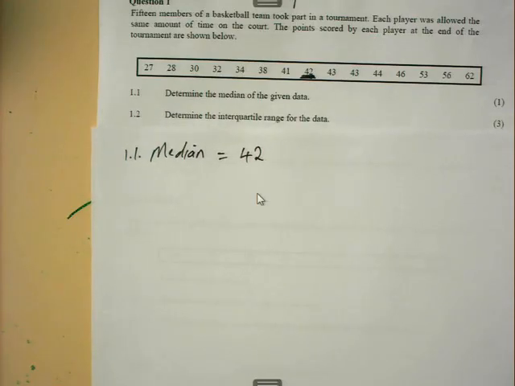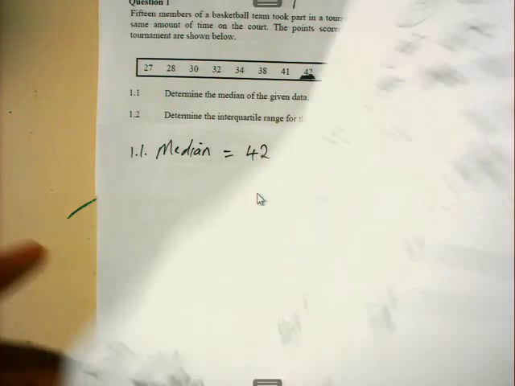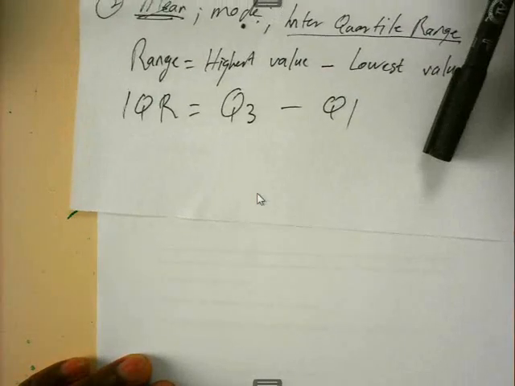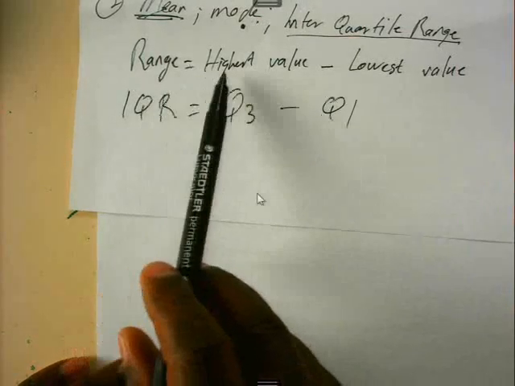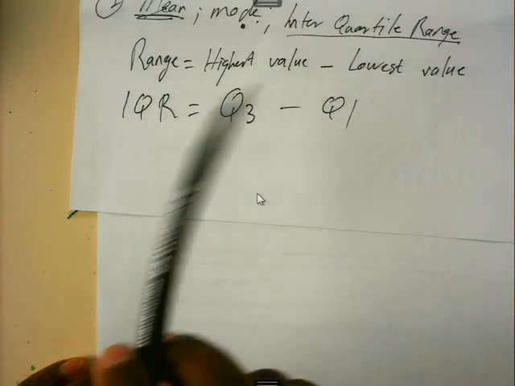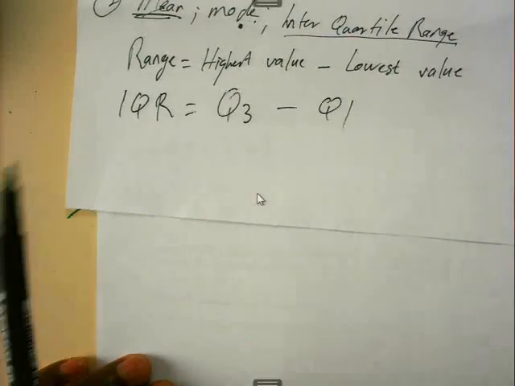Determine the interquartile range. I gave you the formula. And I said range, if you talk of the range, is the highest score minus lowest score. That is range. Earlier on, I talked about those values, the mean, the mode, the interquartile range. And I said range is the highest value minus lowest value, or highest score minus lowest score. Interquartile range, upper quartile minus lower quartile. Q3 minus Q1. Thank you.